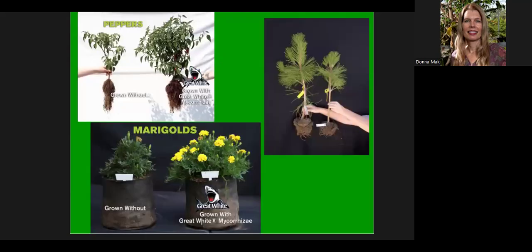Here's just some, you can buy this from the Great White Company. You can buy endomycorrhizal fungi and add them into your soil if you want, if you grow crops or grow your tomatoes in the summer or whatever. And these are just some of the pictures that they show of the difference in how the plants thrive.